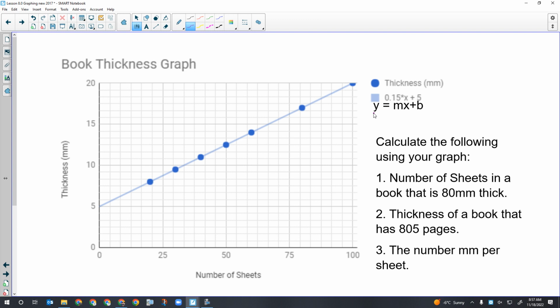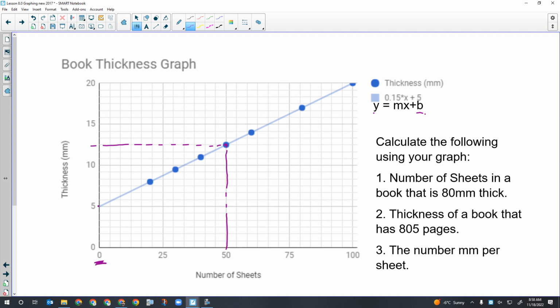Now, x is the x value for any point on the line. So the x value for, let's say, this point right here would be 50. The y value for this point would be, I should pick the right point, 12 and a half, like that. Everybody with me there? And then finally, we have b. B is our y-intercept. It's where the line crosses the y-axis, or it's what y is when x is 0.